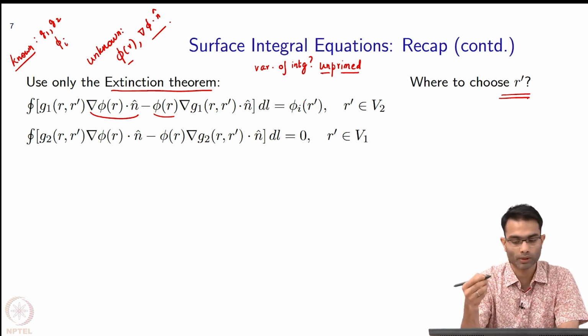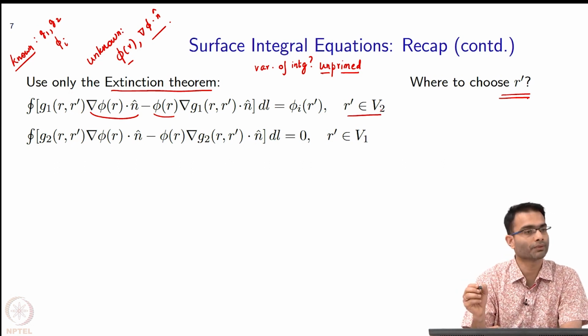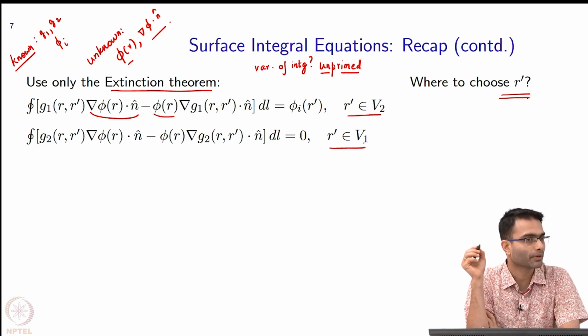I can't actually evaluate this first or second integral. Because where is r prime? All that the extinction theorem says is r prime must belong to V2 and r prime must belong to V1 in the second part, right?